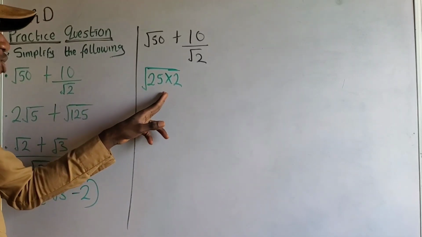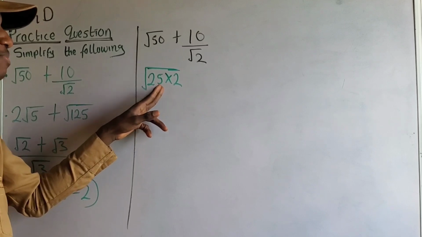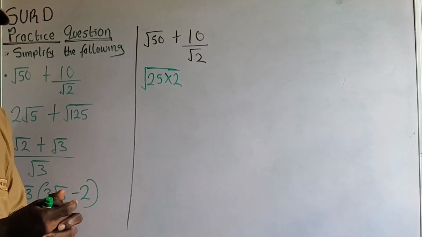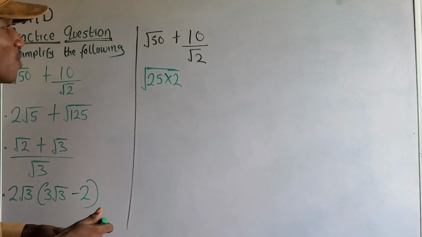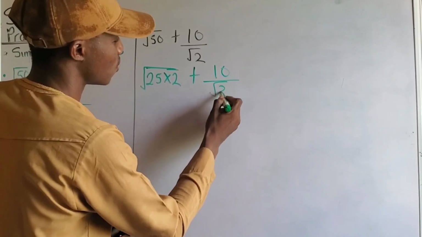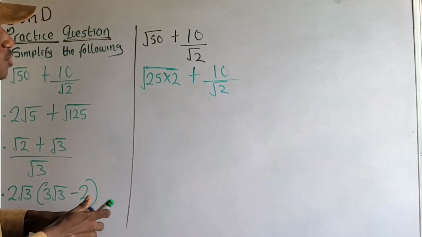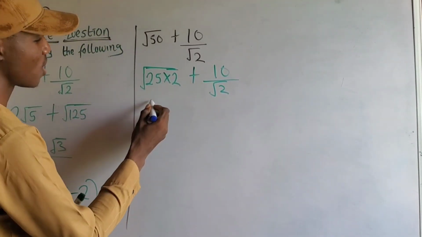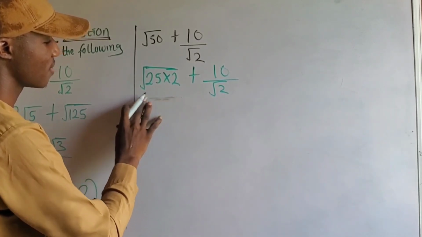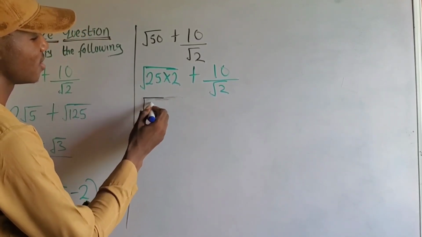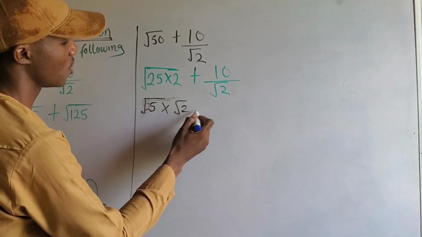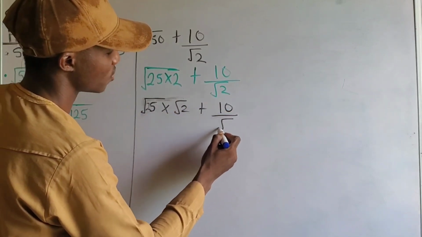And the reason why I choose 25 is because I can easily take the square root of 25. Okay? So for this, I'm going to have plus 10 over root 2. The square root of 25 is 5. So I'm going to have the square root of 25, that is 5, times the square root of 2, plus 10 over root 2.